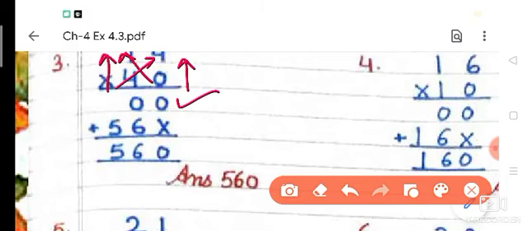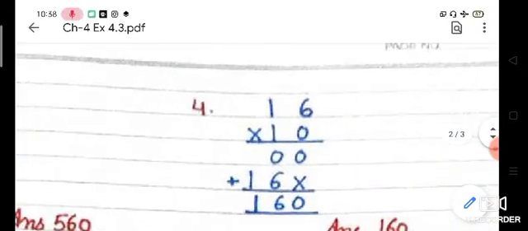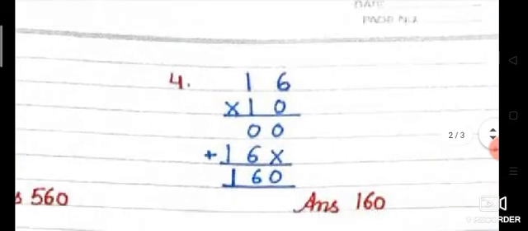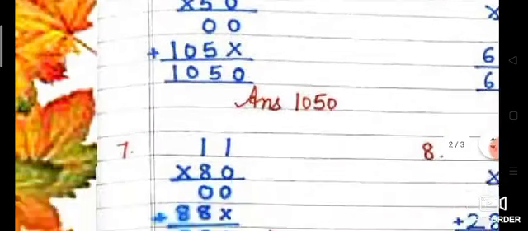6 down, 1 will be carry. 4 1s are 4 plus 1, that is 5. So now add it, 0, 0 plus 6 is 6, and 5 as it is. So it will be 560. Now 16 tens are 160. It's simple only, without any carry. This also without any carry.